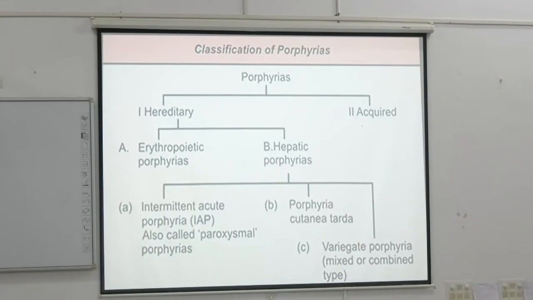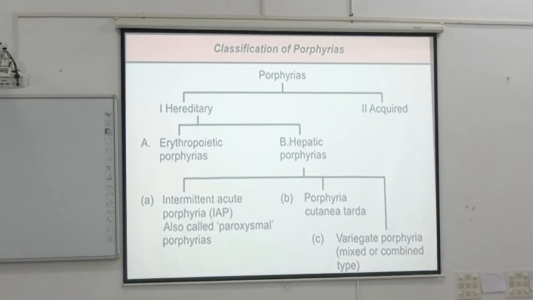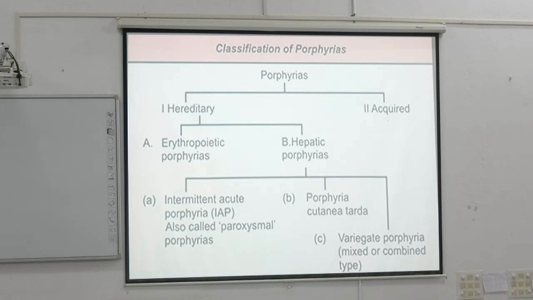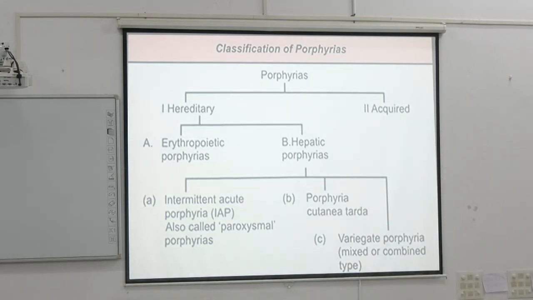So the classification of porphyrias, very important, hereditary and acquired. In hereditary, you have erythropoietic porphyrias and hepatic porphyrias. The difference being, in erythropoietic porphyrias, you will have an active porphyrin ring circulating in your circulation, which will react very badly with sunlight or a prolonged sun exposure. So these are also called neurocutaneous porphyrias. And the others are hepatic porphyria.